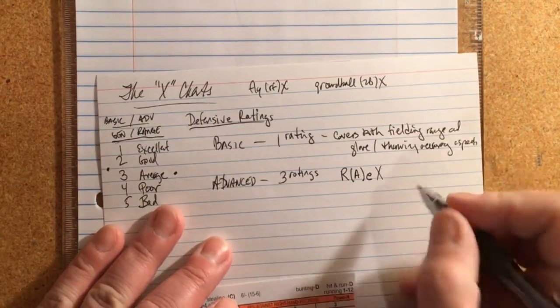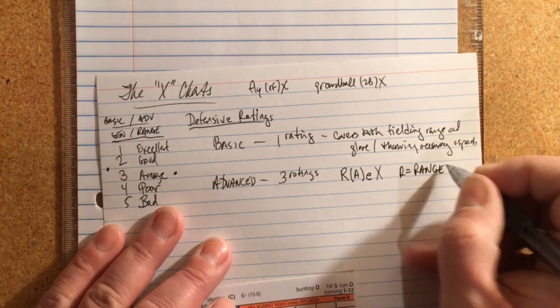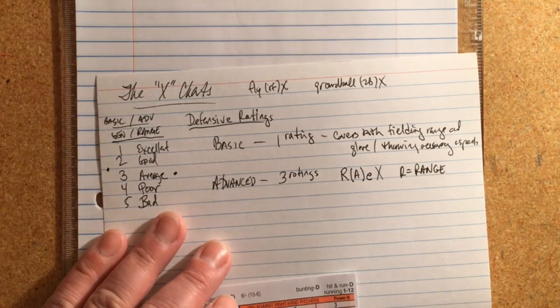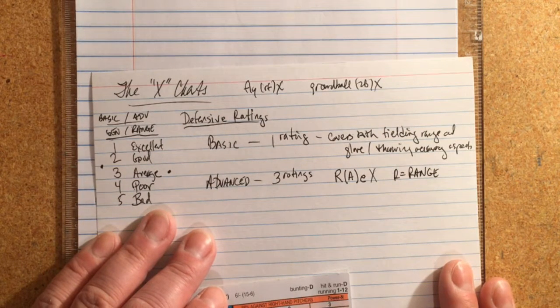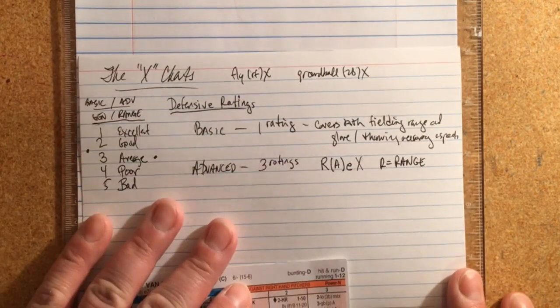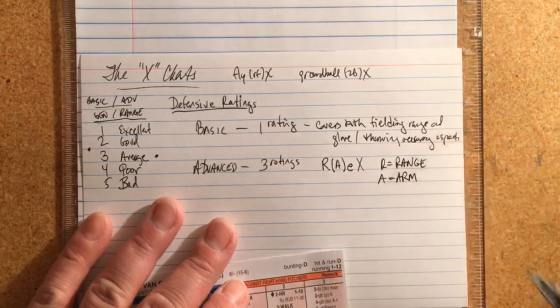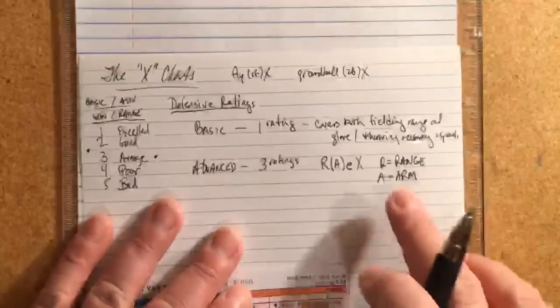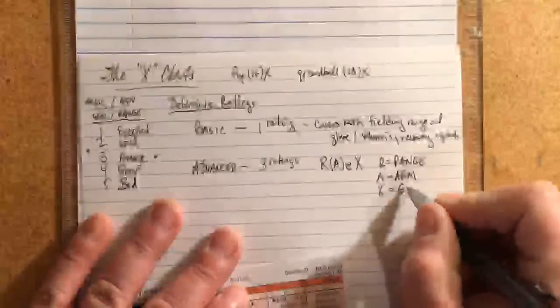where R is the range. That's the ability of the fielder to get to a ball. Usually it involves speed and agility, and also a bit of instinct as far as the position goes. A equals the arm. Only the outfielders and the catcher have an arm rating, so on an infielder you will not see an arm rating. And then X equals error rating.